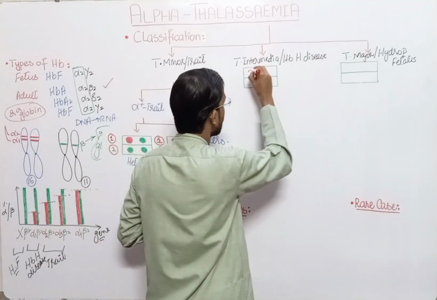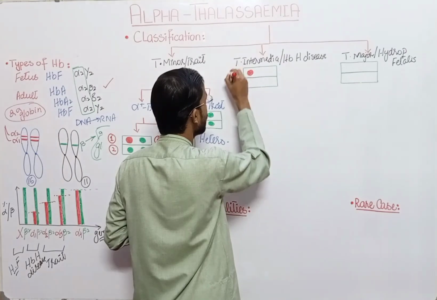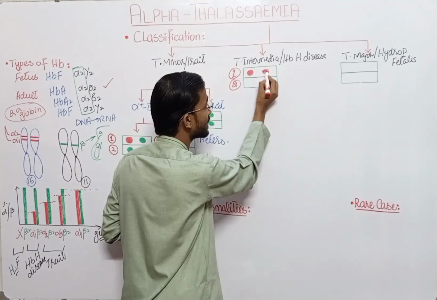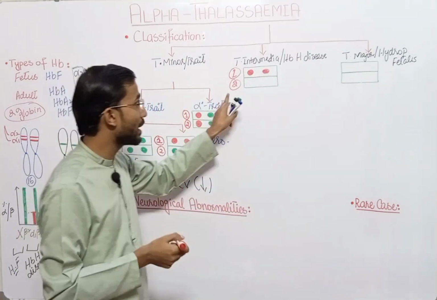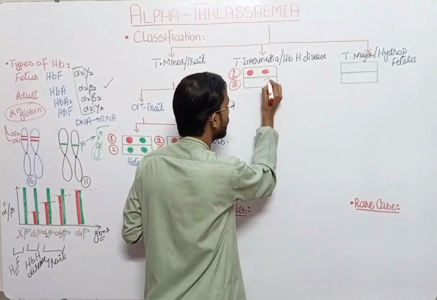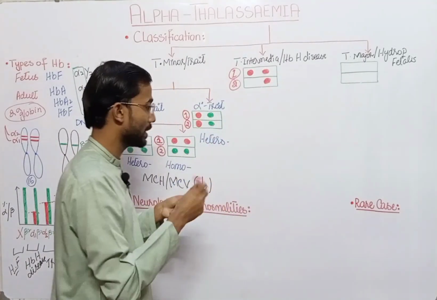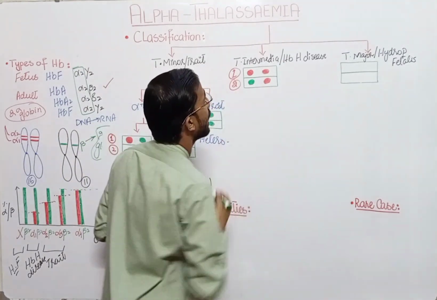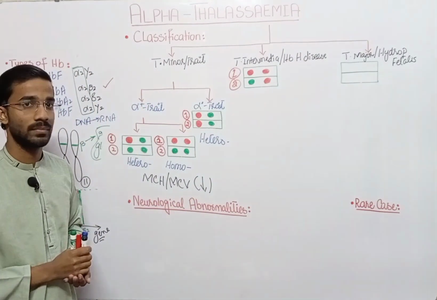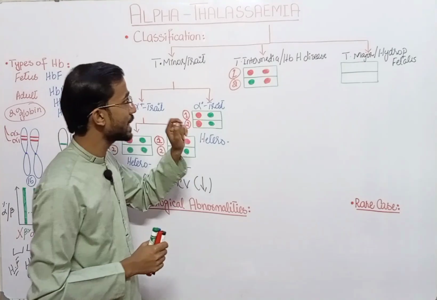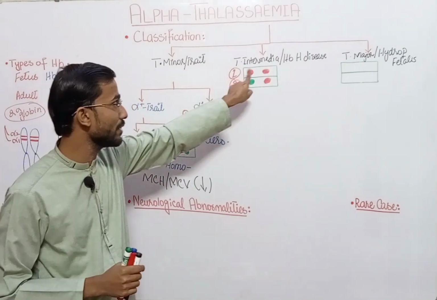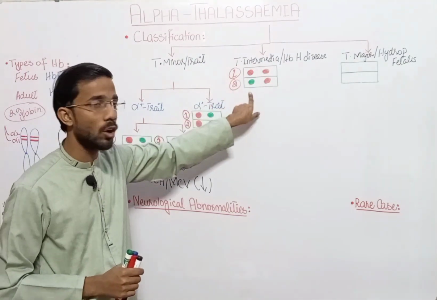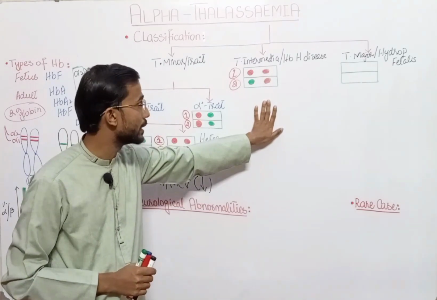You see that this is gene 1, this is gene 2. Gene 1 has 2 defective alleles. Both alleles are defective. But gene 2 has one defective allele and the other allele is normal. So this is the case of thalassaemia intermedia. In this case, gene 1 has 2 defective alleles, and gene 2 has one normal and one abnormal allele.